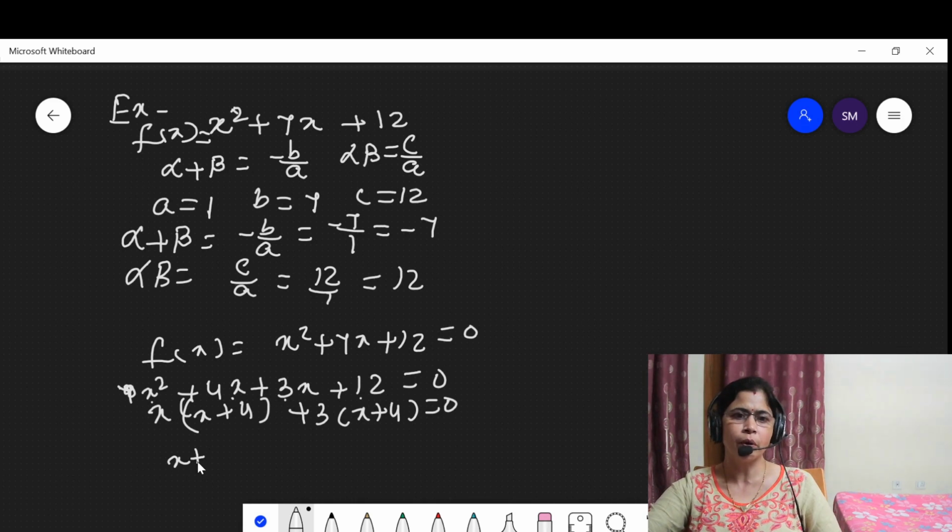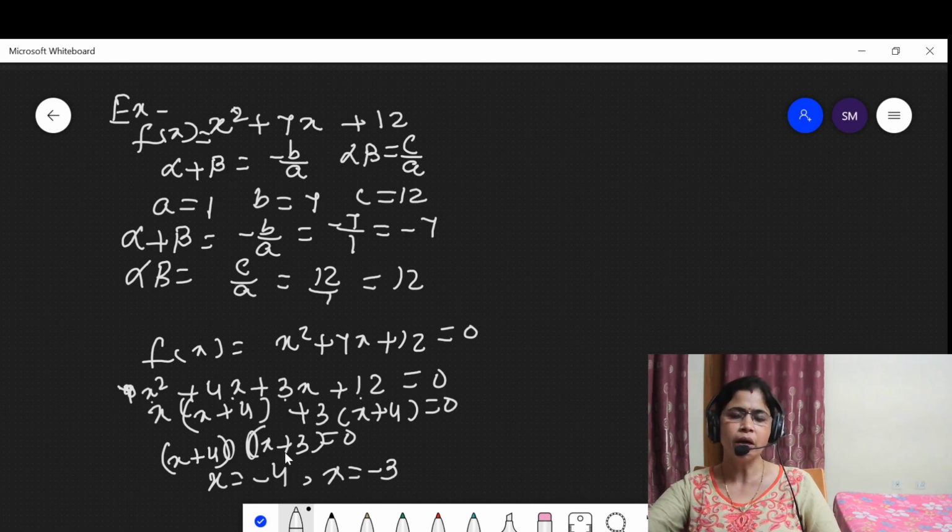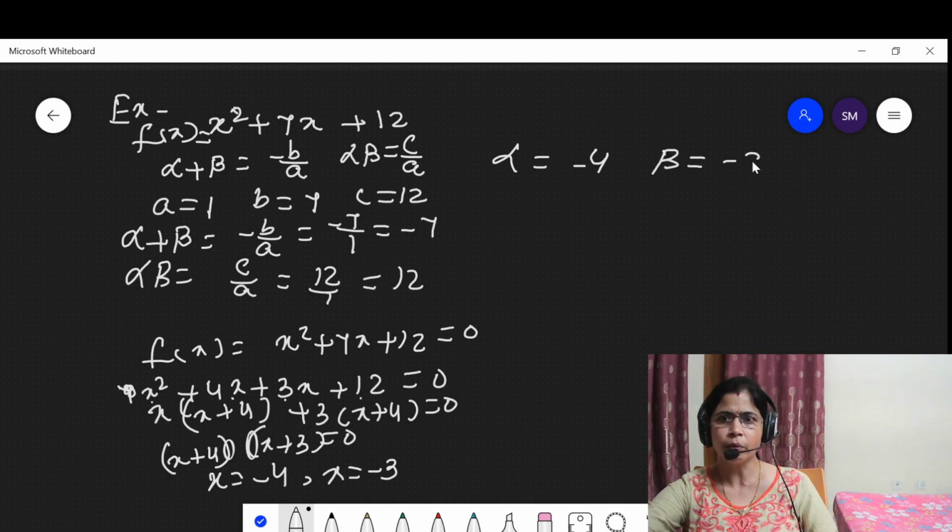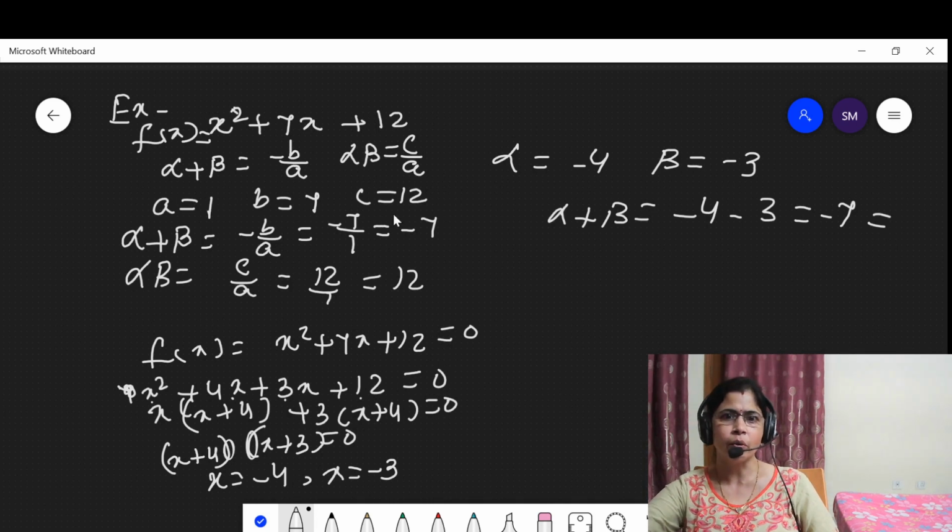Here x plus 4 is the common term, take x plus 4, then this is x plus 3 is equal to 0. Then you get the two zeros: x equal to minus 4, and another zero, x equal to minus 3. Then alpha is equal to minus 4 and beta is equal to minus 3. Then alpha plus beta is minus 4 minus 3, which is equal to minus 7, which is equal to minus b by a, means minus 7.